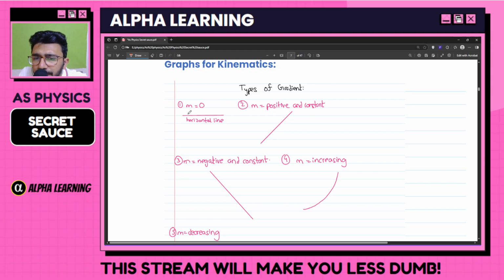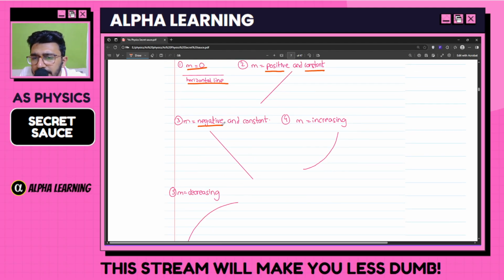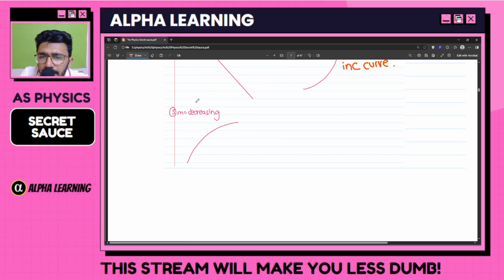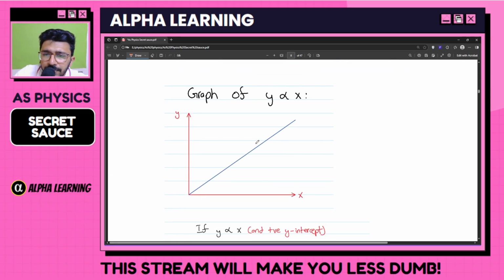if the gradient of a line is 0, it will be a horizontal line. If the gradient of a line is positive and constant, it will be an upward sloping line. If the gradient of the line is negative and constant, it will be a downward sloping line. If the gradient of the line is increasing, you will have an increasing curve like this. Perfect. However, if the gradient of the line is decreasing, you will have a decreasing curve like this. Simple. Now let's apply these.